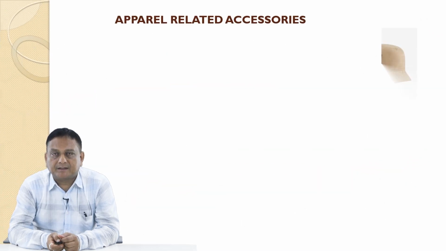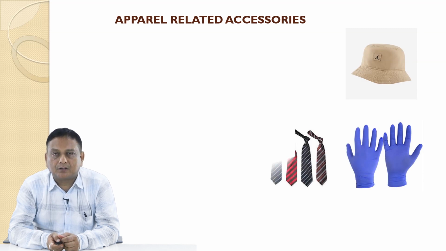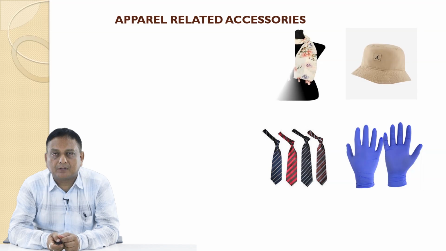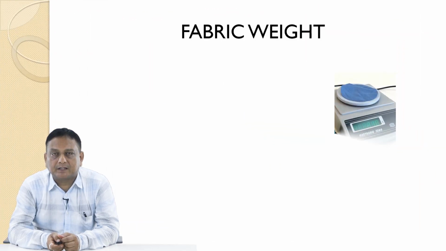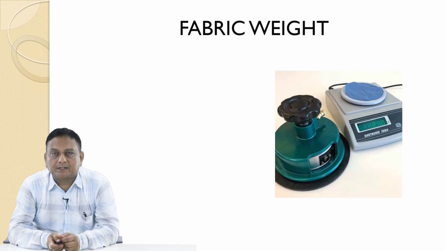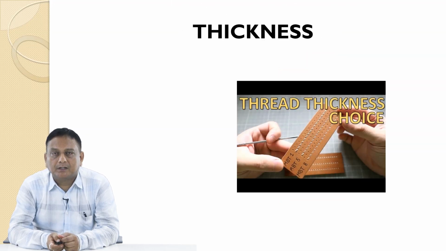So when we are talking about apparel-related accessories, the hat also comes into that. Different kinds of gloves, neckties, scarves, and headbands are also available in these apparel-related accessories. These products are also judged for fabric weight, because thickness is very, very important in such accessories used with garments.